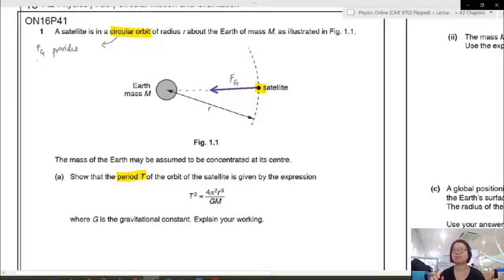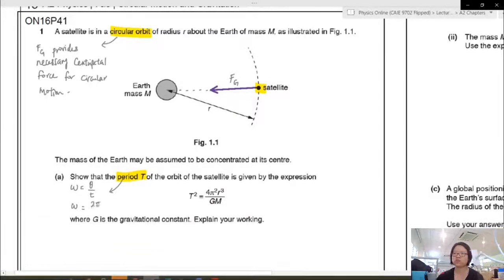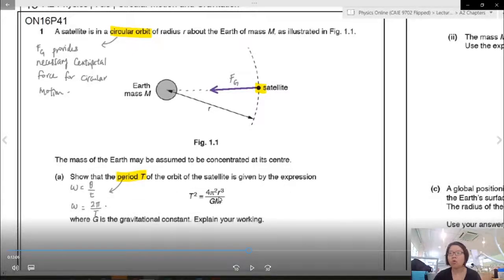Because it's a circular orbit, somebody needs to provide the centripetal force, and the somebody here is gravitation. So gravitational force provides the necessary force. You are asked to show that the period of orbit is given by this expression. In A2, whenever you encounter a paper 4 question, it can be a bit complicated, where they ask you to derive or show a relationship. But if you fall back on the main concept, you should be fine.